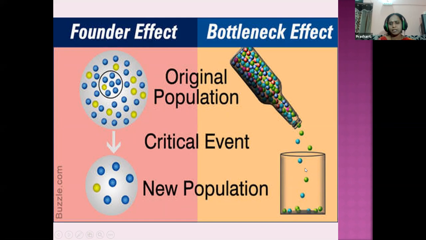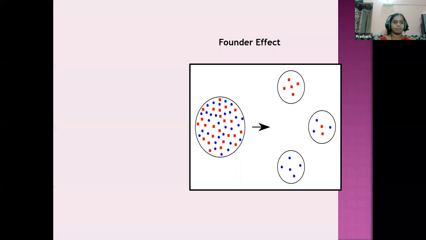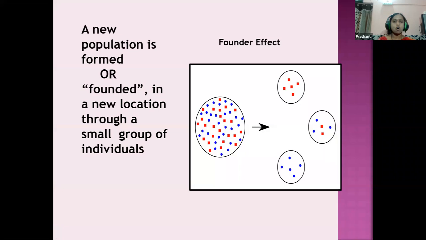So only this many are surviving and they lead to a new species. So, founder effect: a new population is formed in a new location. Just see, this was the original population, children. And here a small group of individuals have split off and are forming a new life. This is called the founder effect.